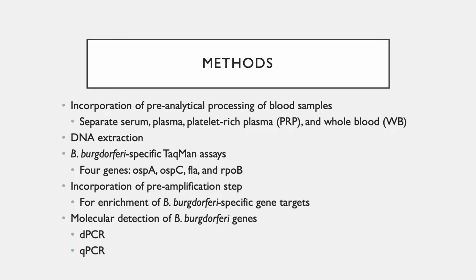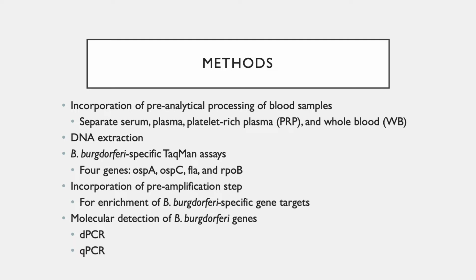In order to determine which sample type was ideal for the identification of the target genes, a pre-analytical processing of the blood samples occurred in order to obtain serum, plasma, platelet-rich plasma, and whole blood. DNA extraction did occur on all the sample types.